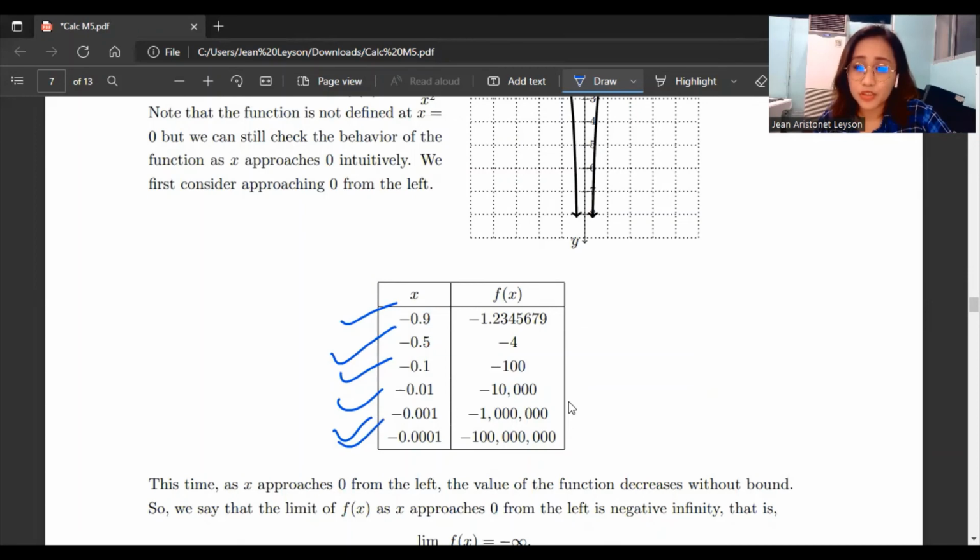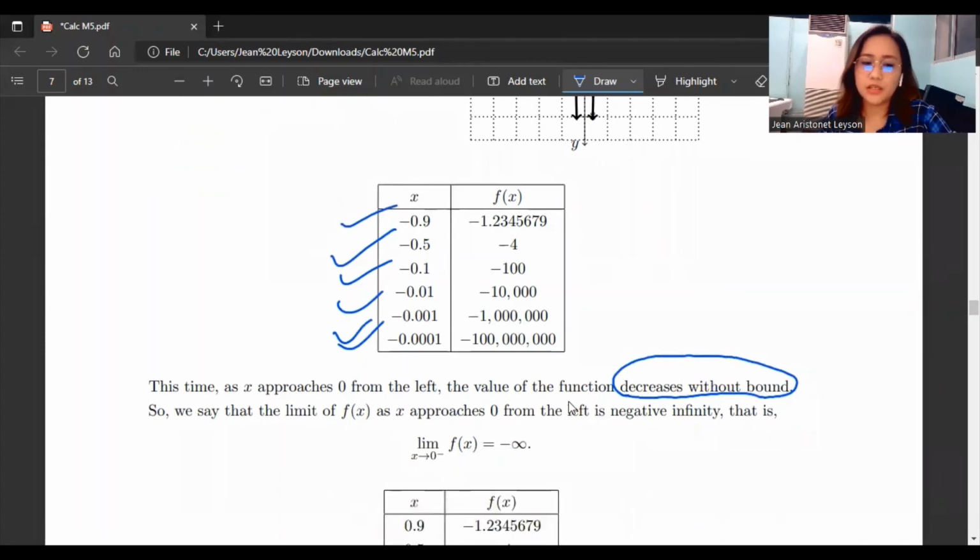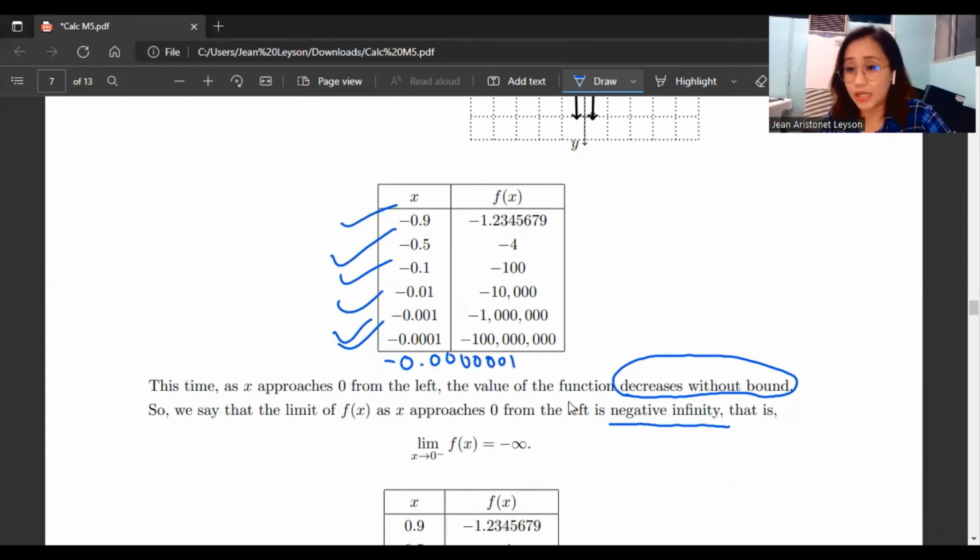So as x approaches 0 from the left, the values decrease without bound. We say here that the limit of the function as x approaches 0 from the left is negative infinity. Because if you continue further, if we use other values and substitute them on your calculators, we will get lesser and smaller numbers compared to the previous one. Therefore, the limit of the function as x approaches 0 from the left is negative infinity.